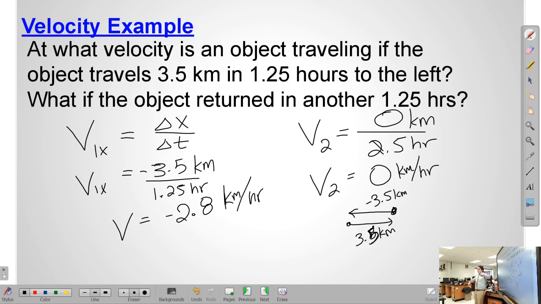Because you went left, negative, and then you went right, positive. As long as you stopped where you started, your average velocity overall is going to be 0, because since you had to go left, you have to come right to counteract it. Okay? We're here to learn, right?